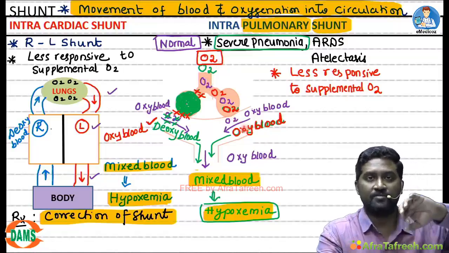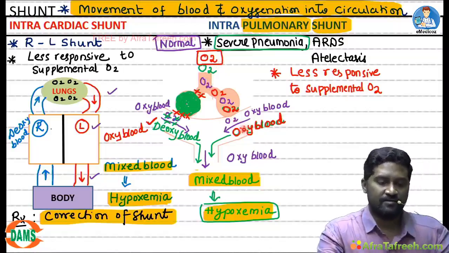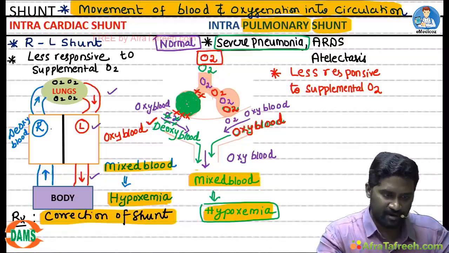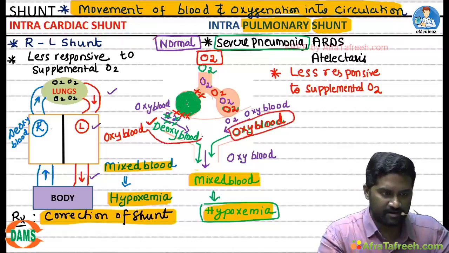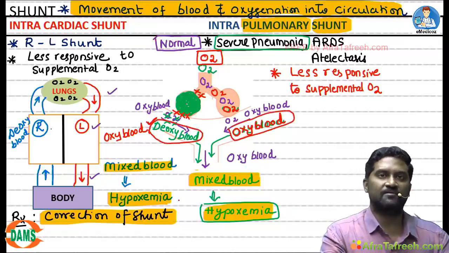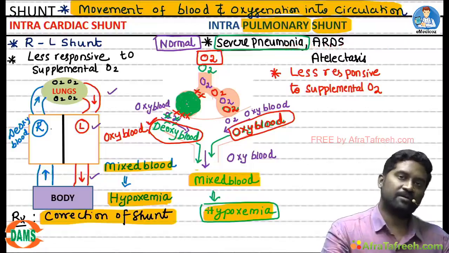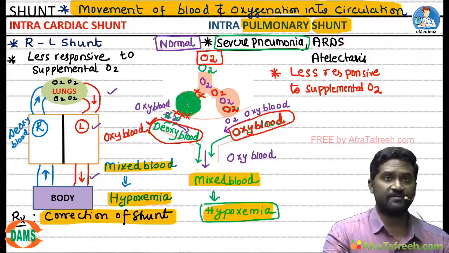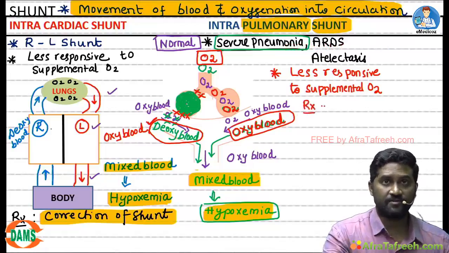And hemoglobin, after a point, will not take extra oxygen. So this part will remain oxygenated, whereas this part is always deoxygenated. So again, oxygenated and deoxygenated blood will mix in circulation, resulting in hypoxemia. Then what is the solution? So this is a lung disease. Even if you are giving oxygen, the patient is not improving.